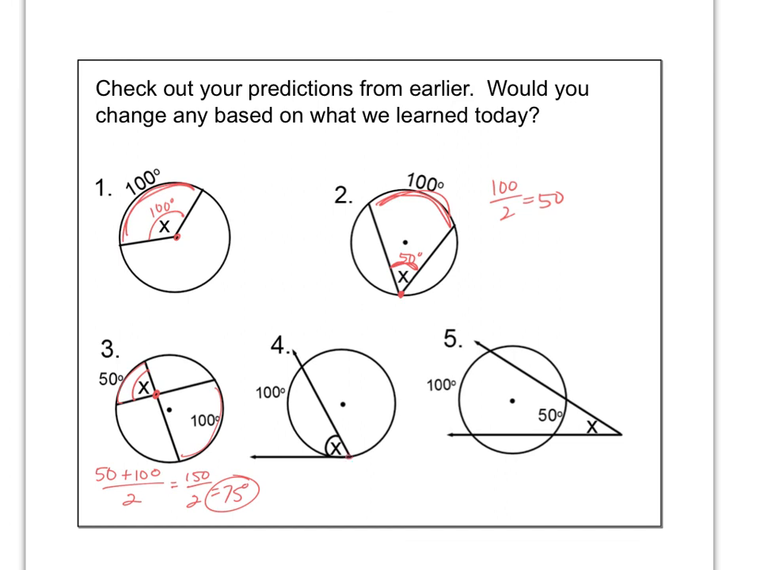Here, number 4. This angle is right on the circle. So again, we just take half of the arc. So this one's just 100 divided by 2. You should get 50 for this angle right in here. And last but not least, here angle X is outside of the circle. And when they're outside of the circle, you subtract the two arcs and divide by 2. So subtract big arc minus little arc, you get 50 over 2, which is 25.